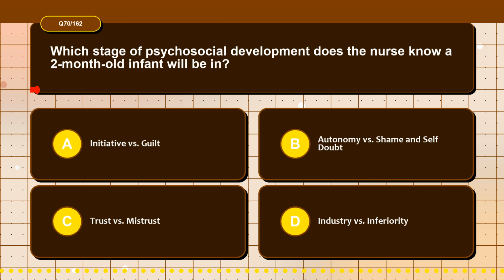Question 70. Which stage of psychosocial development does the nurse know a 2-month-old infant will be in? Here are the options. Option A. Initiative versus guilt. Option B. Autonomy versus shame and self-doubt. Option C. Trust versus mistrust. Option D. Industry versus inferiority.